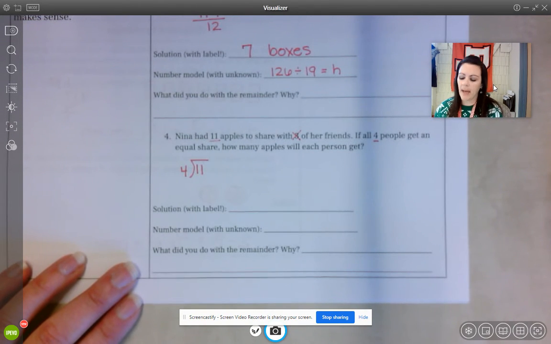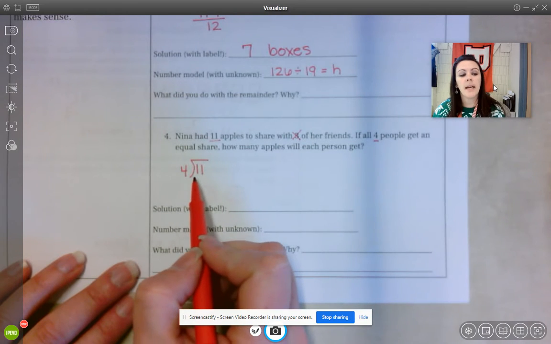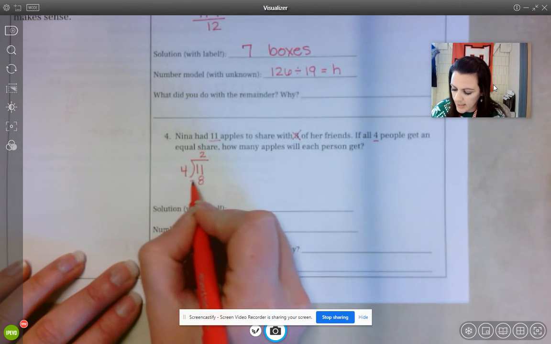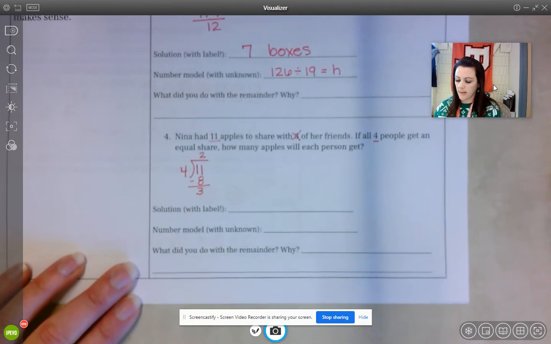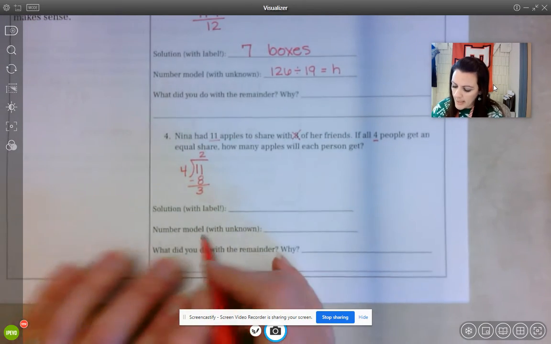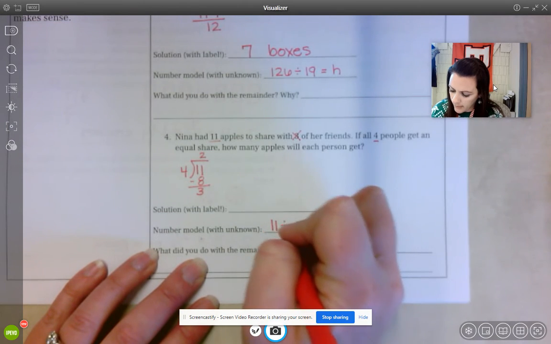This feels like mental math. I think we can do it quickly. How many times does 4 go into 11? It goes in twice. 4 times 2 is 8, and we're left with 3. All right, so I want to think about what I'm supposed to do with that remainder. Remember that it's an apple. Those are apples that are left over. We talk a lot about sharing with food. Let's see how this works out. My number model is 11 divided by 4.